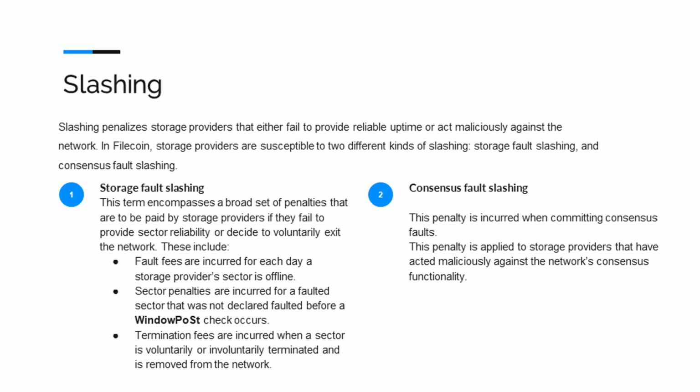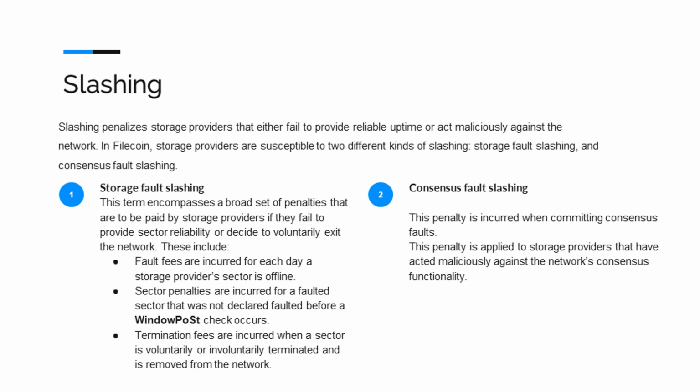Sector penalties are incurred for a faulty sector that was not declared faulted before a Window Proof of Spacetime check-out occurs. The sector will pay a fault fee after the sector penalty once the fault is detected. Termination fees are incurred when a sector is voluntarily or involuntarily terminated and is removed from the network.